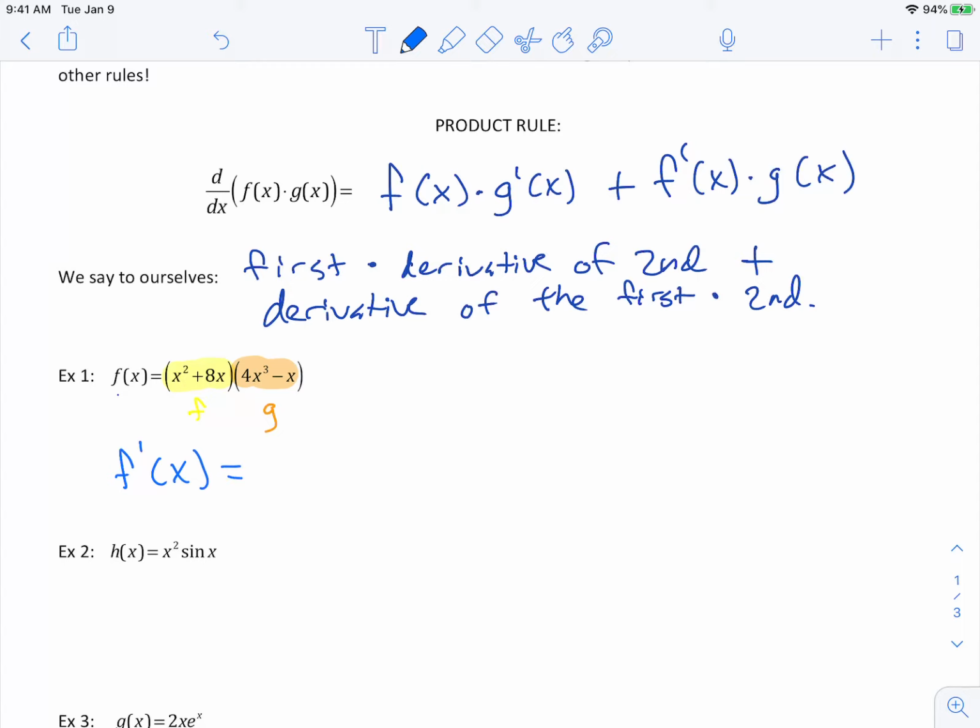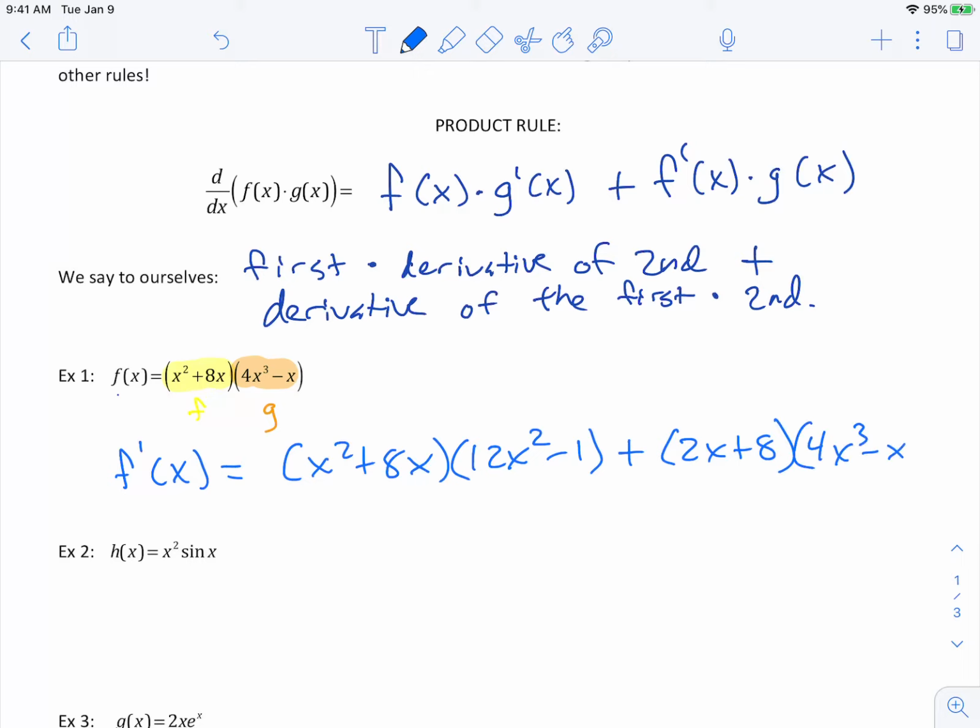All right, and so if you're going to go ahead and find the derivative, then all you would do is take the first function, which is x squared plus 8x, and now multiply that with the second function's derivative. For that one, I'm going to do the power rule to get 12x squared. Same thing with the minus x, that becomes minus 1. Plus, now you take the derivative of the first one, so use the power rule there, you get 2x plus 8, and now multiply that with the second one, so that's going to be 4x cubed minus x.